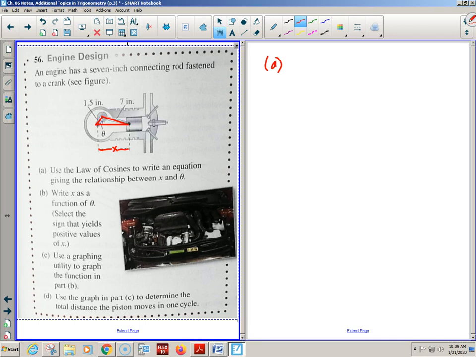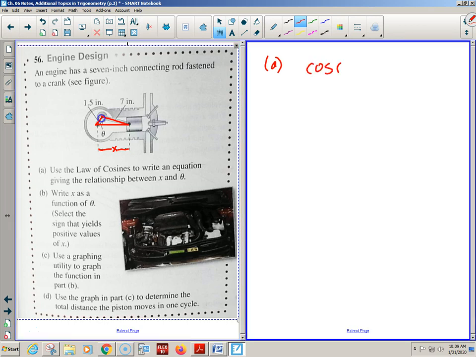But in our law of cosines, we have to use an angle with its opposite side. So some of you could have, if you really wanted to, done cosine theta, equals 1.5 squared plus x squared minus 7 squared, all over 2 times 1.5. I guess you could have used that one. I mean, you wouldn't have been wrong.